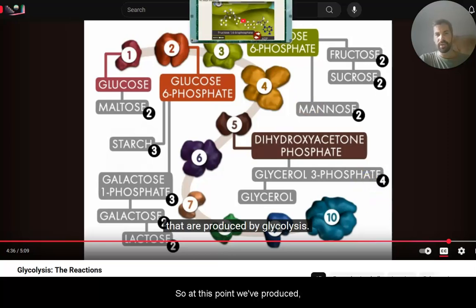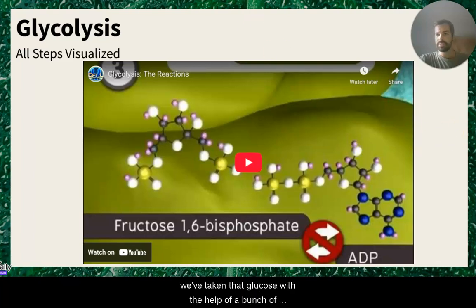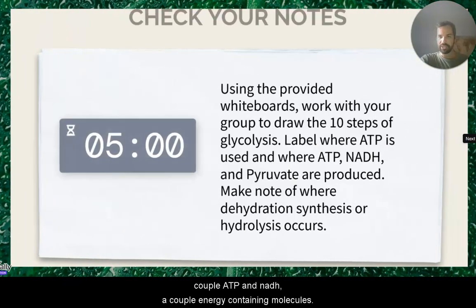So at this point, we've taken that glucose with the help of a bunch of different enzymes and a little bit of activation energy. We've produced some energy without the need for any organelle or anything, without the need for oxygen. We've done this anaerobic breaking down of glucose into a couple pyruvate molecules, and we netted a couple ATP and NADH, a couple energy-containing molecules.